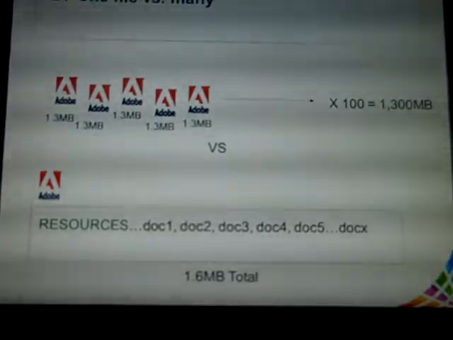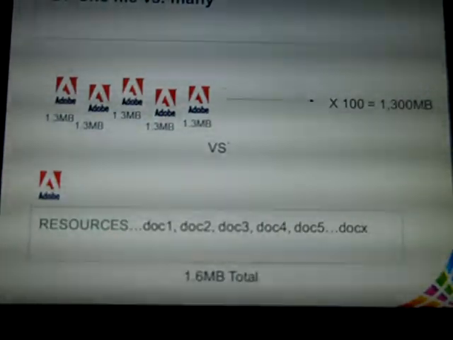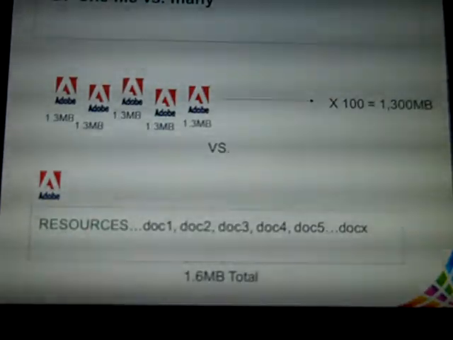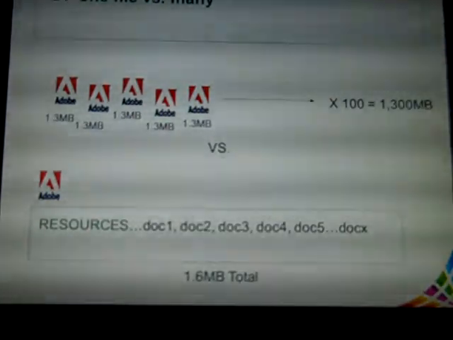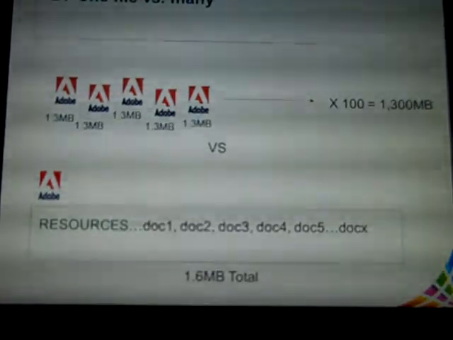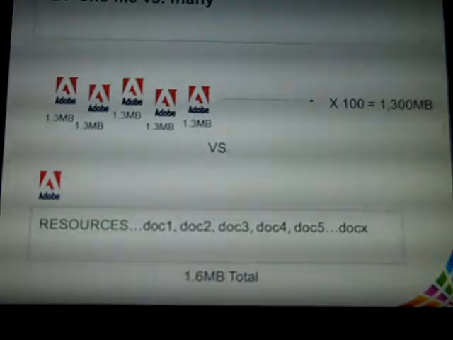And when these things are stored in such a much smaller format, 1300 megabytes compared to 1.6 megabytes total, that has a direct implication as to how much processor is required, how much network is required, and what the response time is going to be for the individual users. A very dramatic difference.